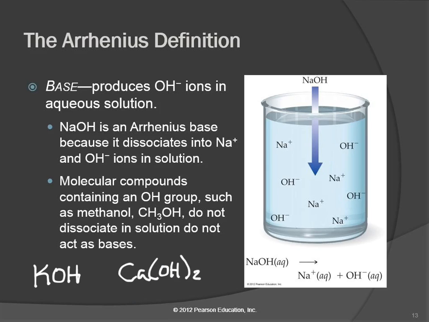Not everything that has OH in its formula is a base, though. This guy right here, CH3OH. You might see the OH and say, hey, there's a base. I see the OH. But that's not a base, it's an alcohol. It's a covalent compound, and it doesn't release hydroxide ions. So in this class, Arrhenius bases are metal hydroxides.